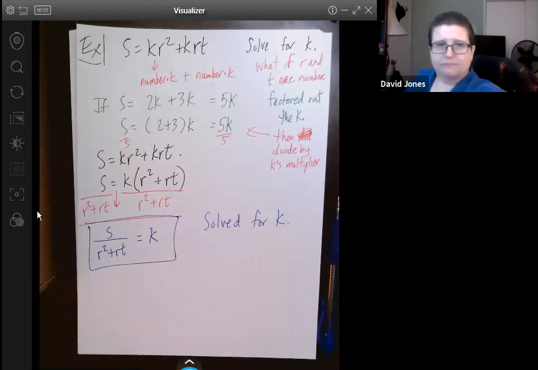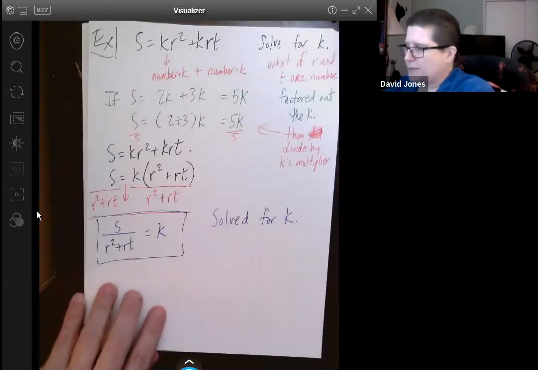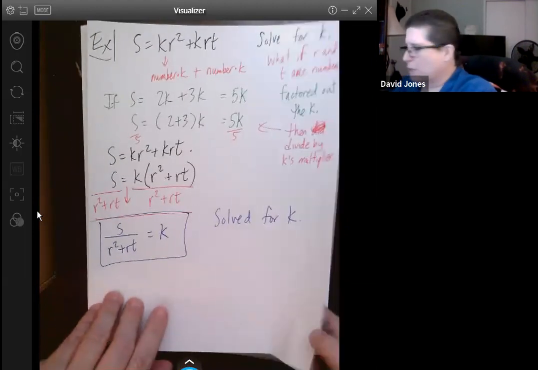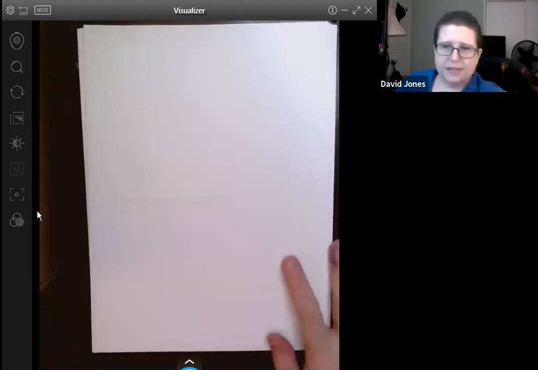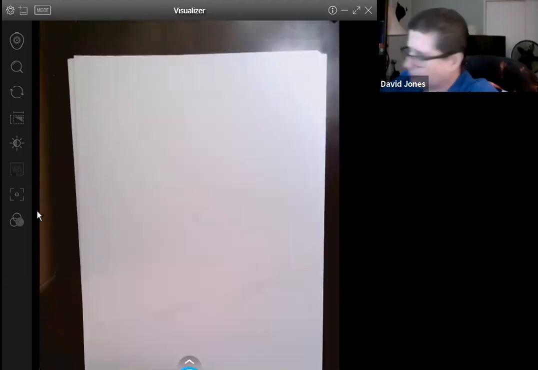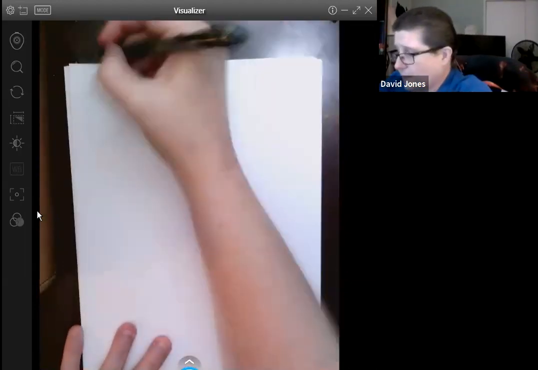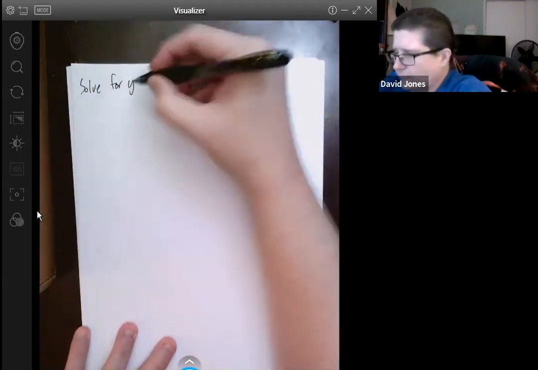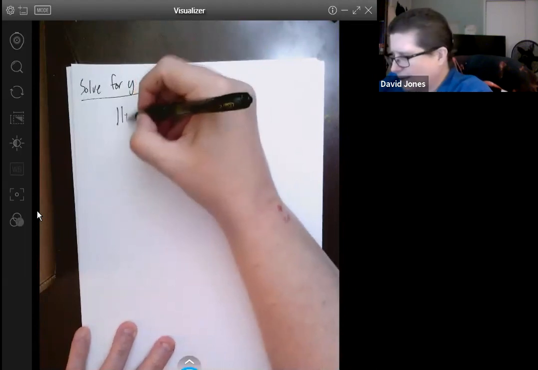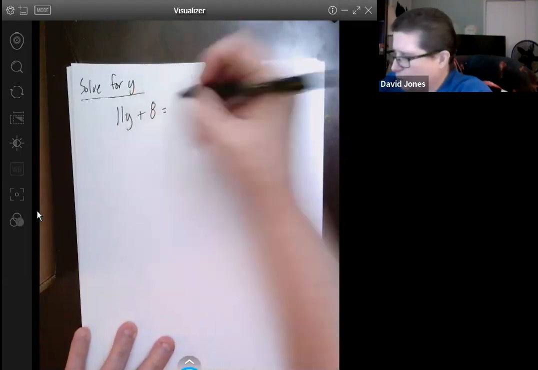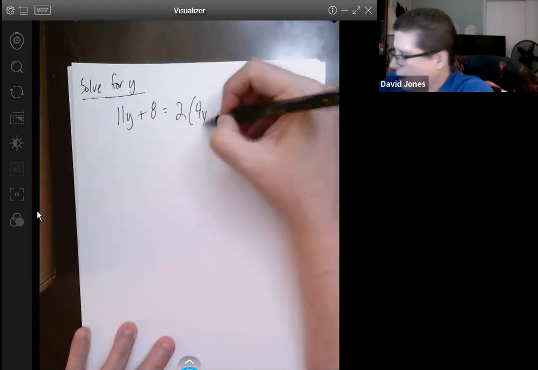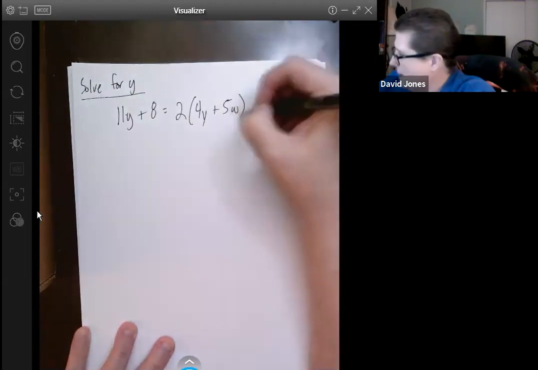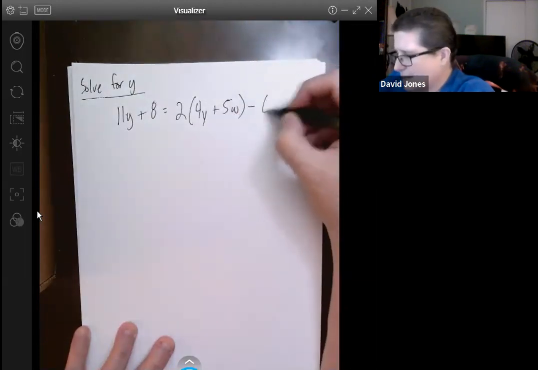All right. It doesn't have to just be something like that. Let me give you one to try, and then this lesson will be done. So solve for y. You're going to have 11y plus 8 equals 2 times (4y plus 5w), that's in parentheses, and then we have minus 6z.